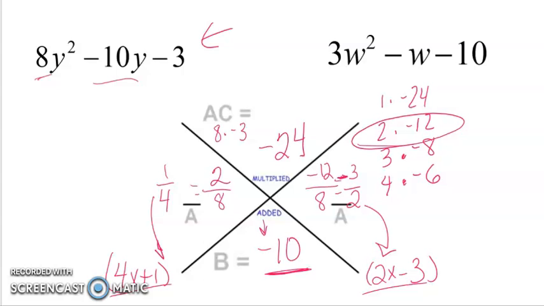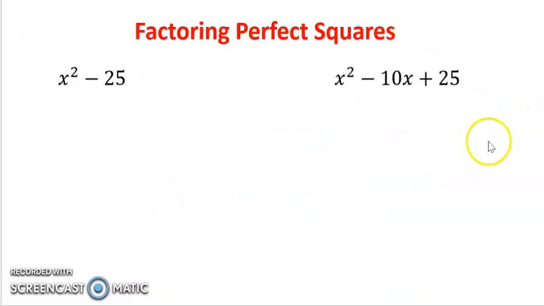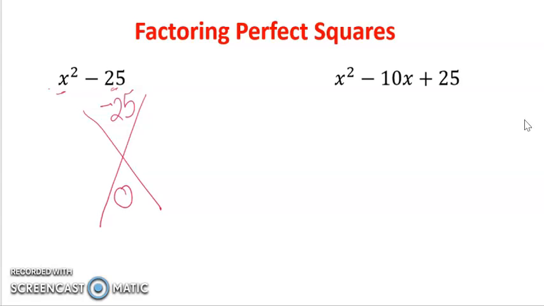Alright, now I want to show you one other type of problem. Hopefully I have time. And that is perfect squares. Okay? So perfect squares just means the first term and the last term are perfect squares. Alright? Now we could use this same process and we could factor this. Okay? So if we wanted to use the x, that would be a times c. A is 1, c is negative 25. Our b term, which would be in the middle, is a 0.